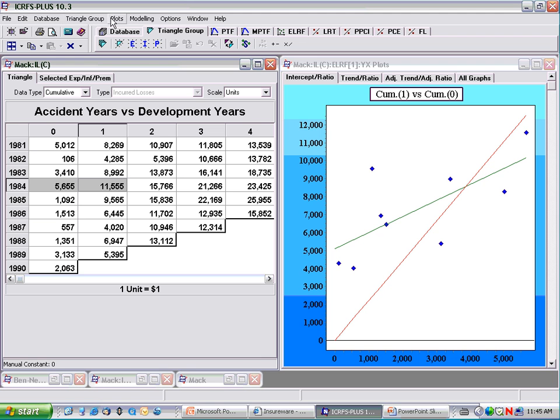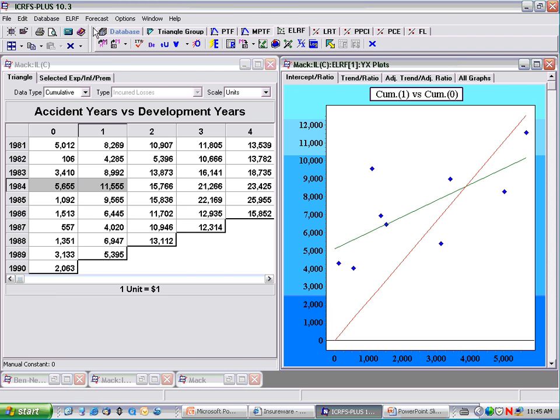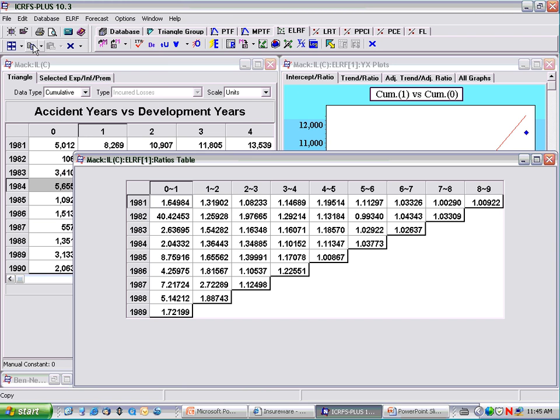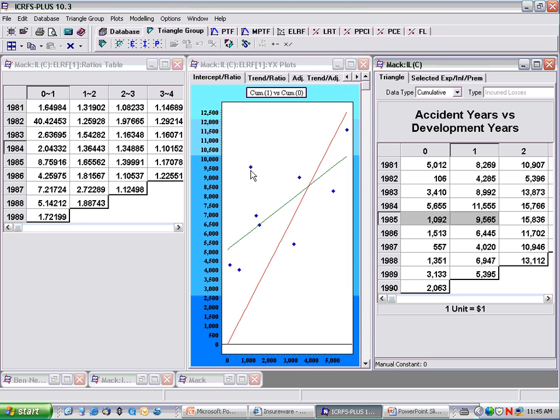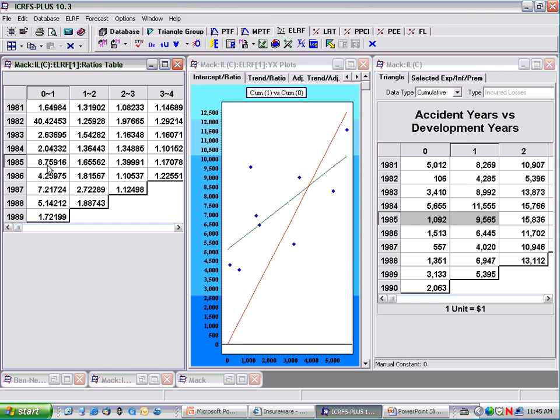What is it? So let's go to a table of ratios, and you'll see that for 1984, the ratio is 2.04. That's the 5655 into the 11,555. If you look at 1985, that's that point here. It's got a huge y value compared to its x value, which is pretty small, and the ratio now for 1985 is 8.759. That's a huge ratio.